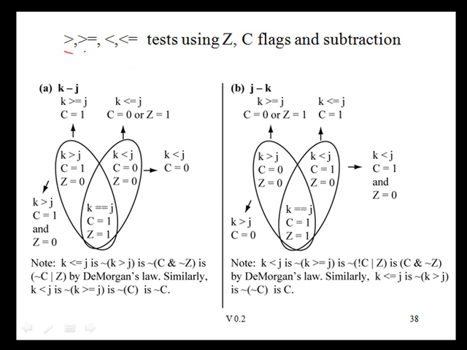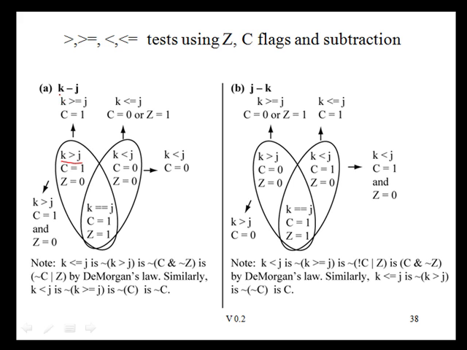Now let's take a look at the greater than or equal, less than equal test. For the equality test of K equal J, we noted that we could test that only using one flag, the Z flag. However, we'll find that for some of these tests, we will have to use a combination of the 0 and carry flags. Let's get started by considering the comparison of K greater than J.